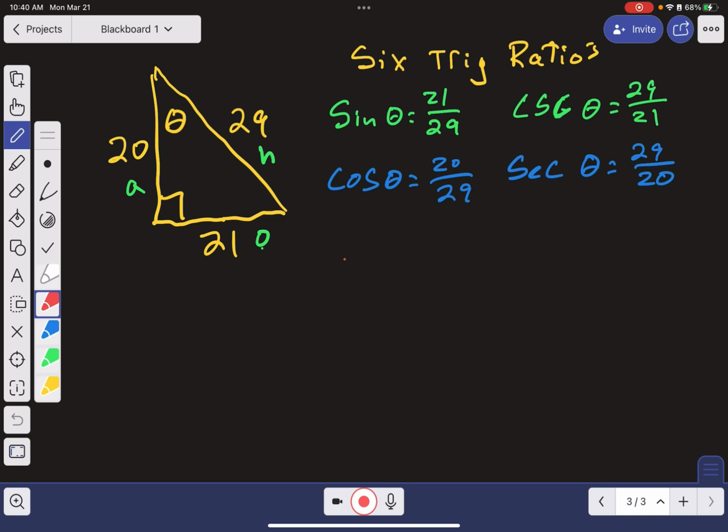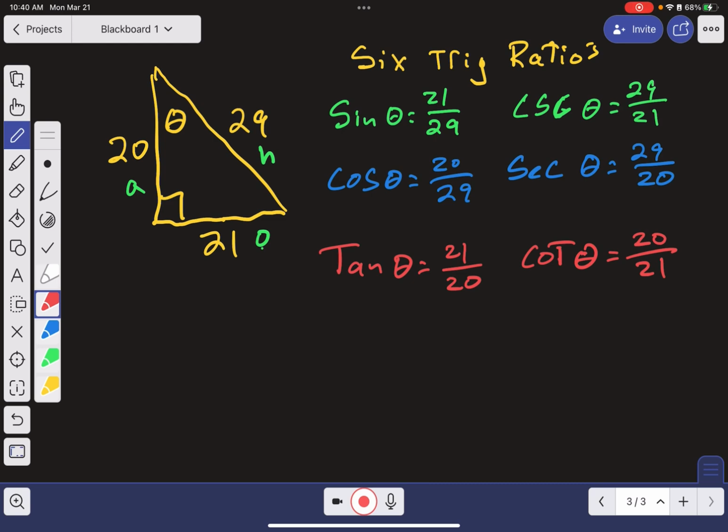And then the last one that we have is cotangent. No, we don't. We have tangent. Got ahead of myself. We have cotangent too, I guess. But let's do tangent first. Tangent, opposite over adjacent. Opposite is 21. Adjacent is 20. So that makes the cotangent of theta equal to 20 over 21.